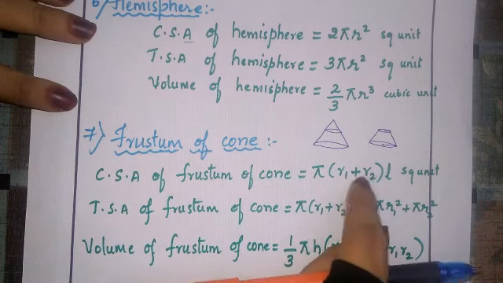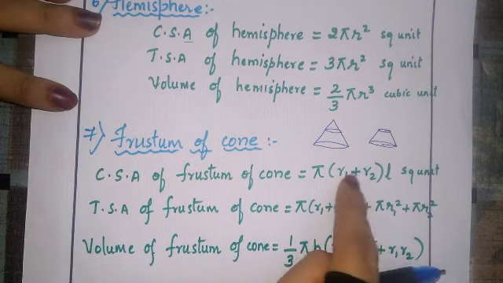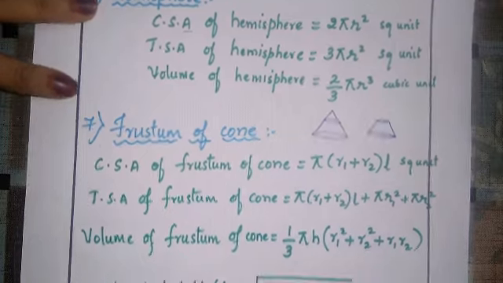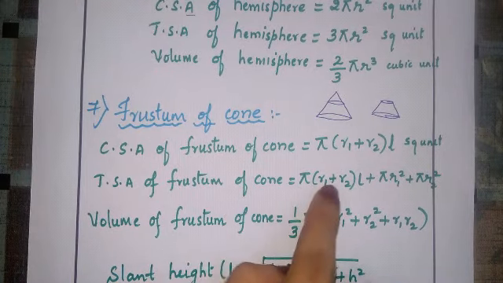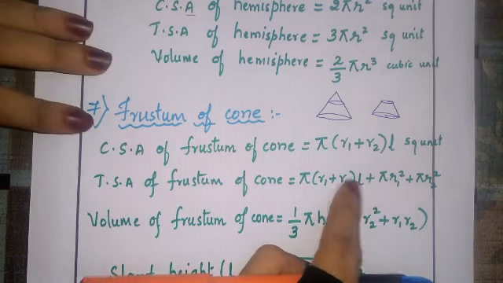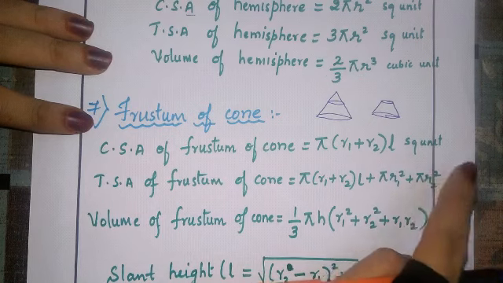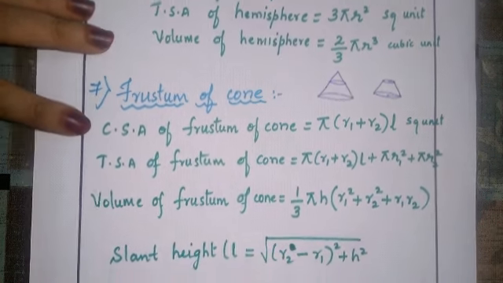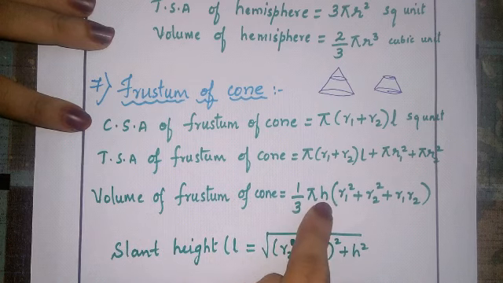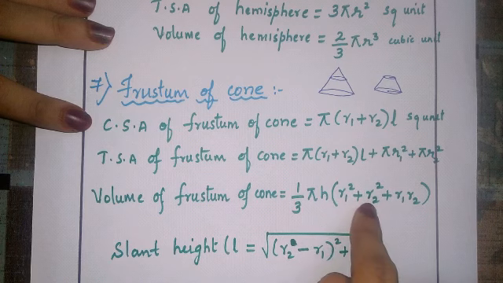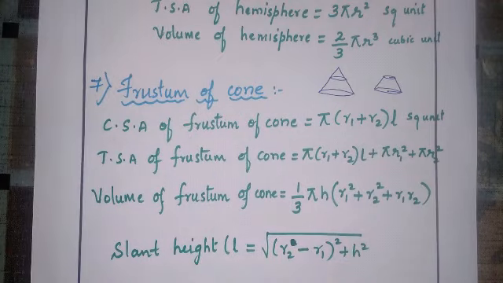So pi(R1 + R2) l. CSA of frustum is pi(R1 + R2) l, and total surface area of frustum of cone is nothing but pi(R1 + R2) l, same as CSA, plus pi R1 square plus pi R2 square. Like that, volume of frustum of cone is nothing but 1 upon 3 pi h(R1 square + R2 square + R1 into R2). These formulas are all very important.